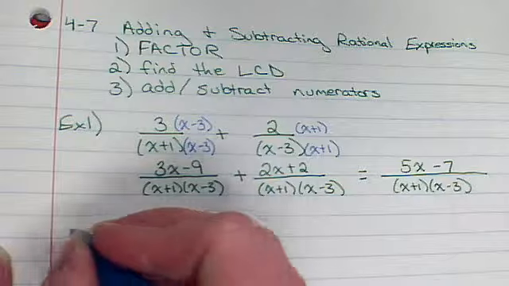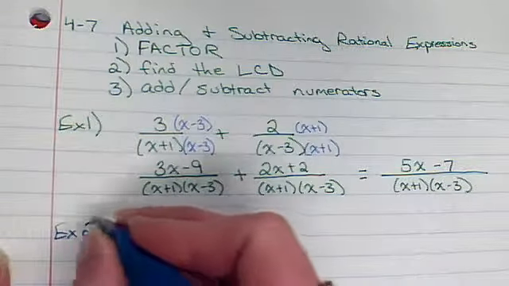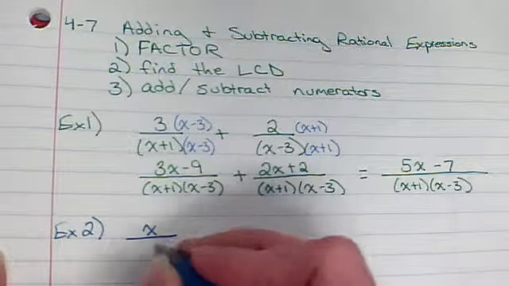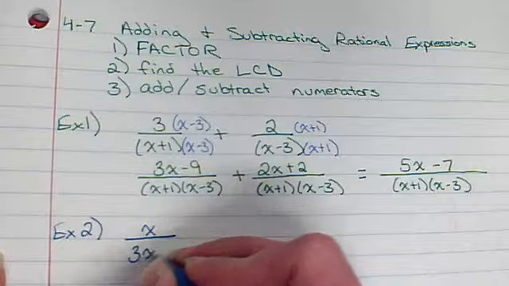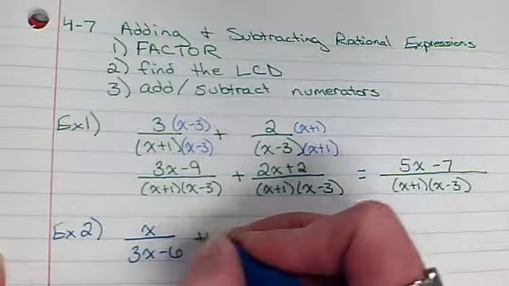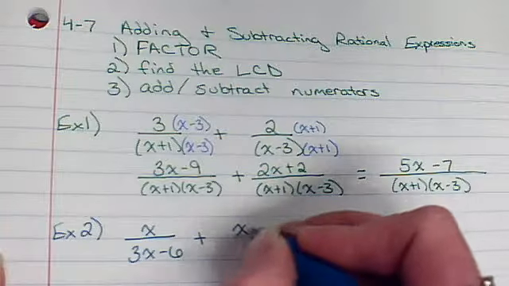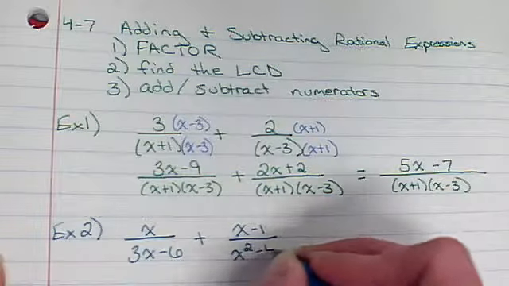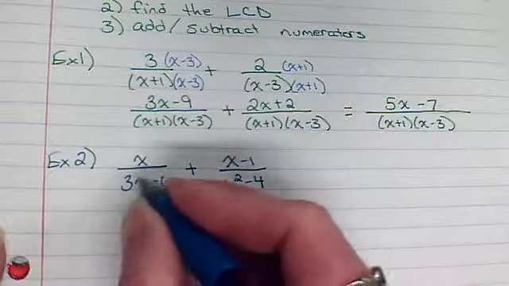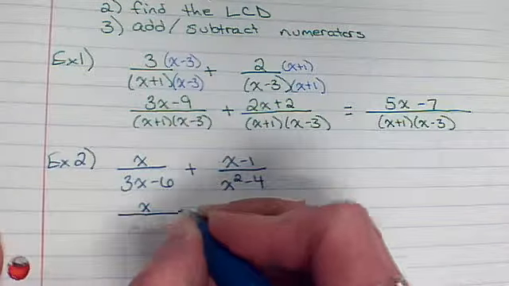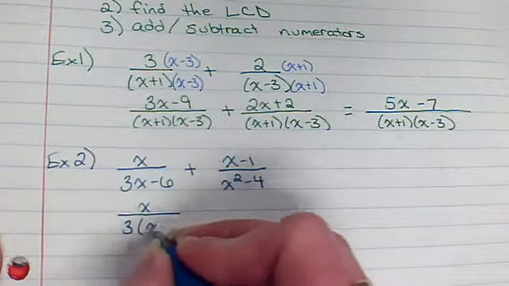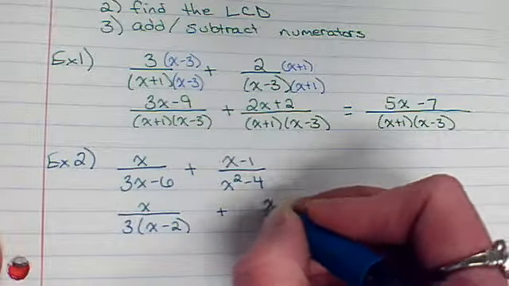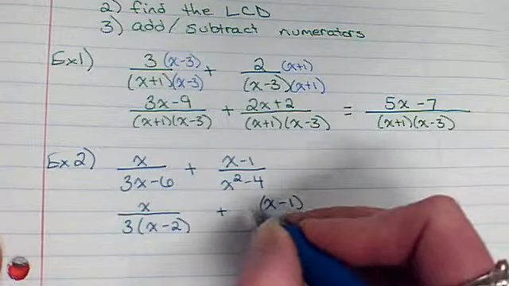All right, next example. And let's have one where we actually do have to factor first. Got x over 3x minus 6 plus x minus 1 over x squared minus 4. So I want to factor anything and everything I can. This numerator I can't do much with. That's just an x. But I can factor out a 3 out of the denominator. So I have 3 times x minus 2. Now on the other one, I already have an x minus 1 there. Can't factor anything out of it.